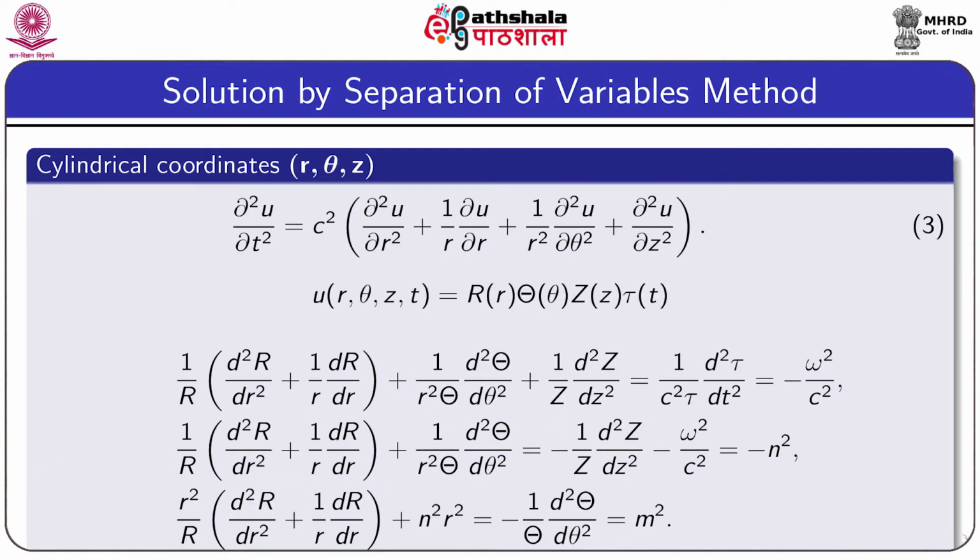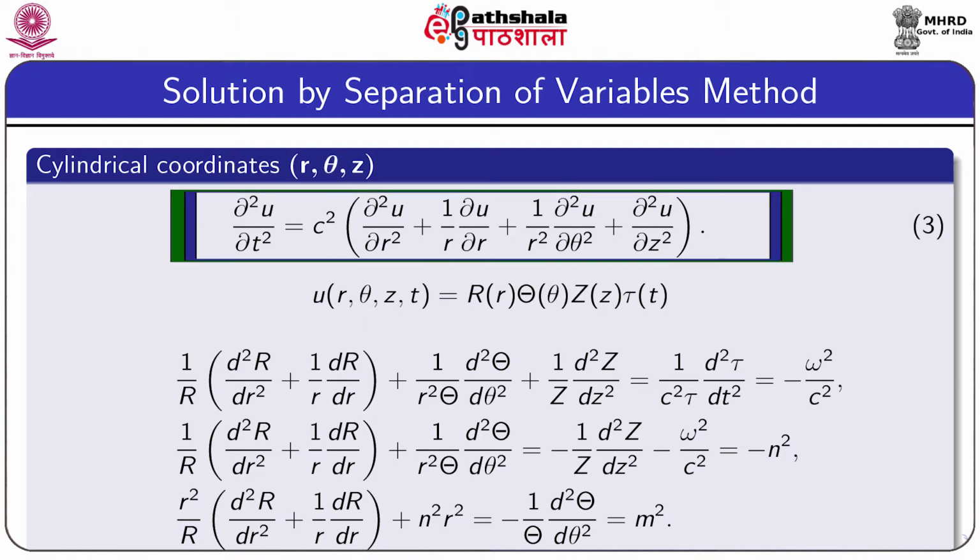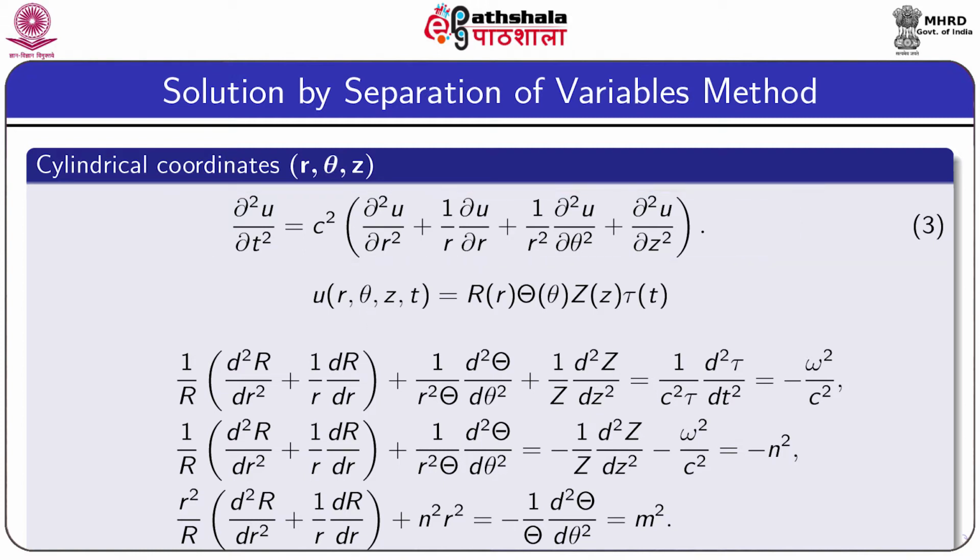Now, we are trying to find the solution of the wave equation in the cylindrical coordinate system. The wave equation in cylindrical coordinate system can be expressed as given in equation number 3: del 2u del t square equals c square into del 2u del r square plus 1 by r del u del r plus 1 by r square del 2u del theta square plus del 2u del z square.